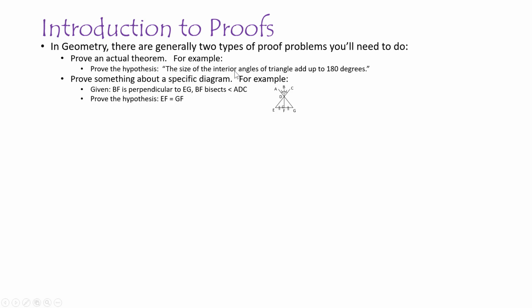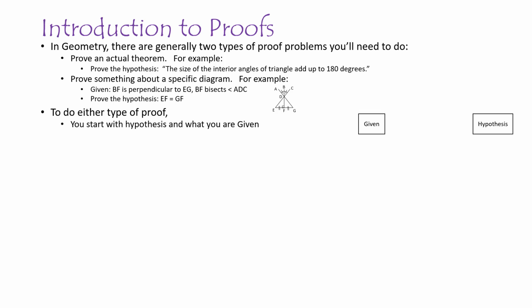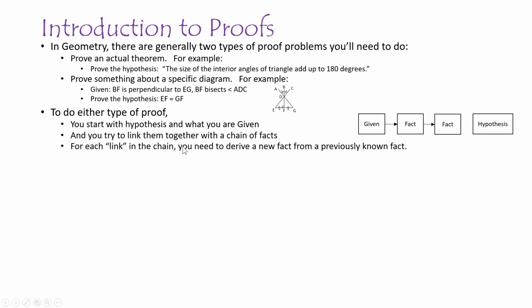And for both types of problems, this is what you do in general. You start with the hypothesis, right? What you need to prove and what you're given, and you try to link them together with a chain of facts, one fact after another. And for each link in the chain, you derive a new fact from the previous facts you already know. So you're deriving new facts.